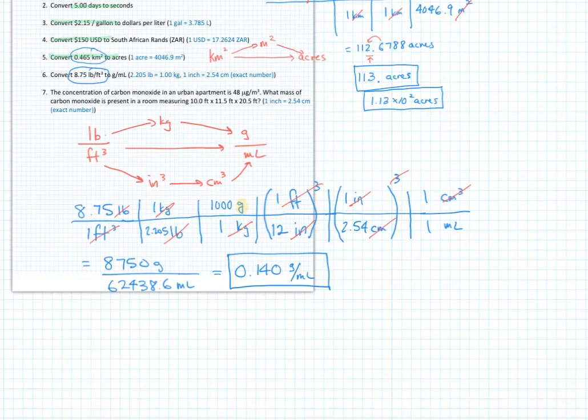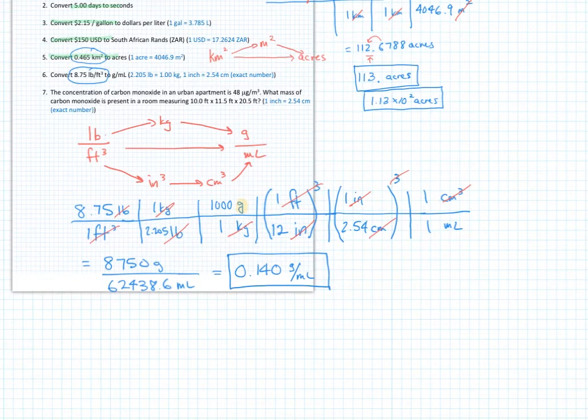All right, let's take a look at the last problem. As I said, we're getting progressively more complicated. Concentration of carbon monoxide in an urban apartment is 48 micrograms per cubic meter. What mass of carbon monoxide is present in a room measuring 10 feet by 11.5 feet by 20.5 feet? 1 inch equals 2.54 centimeters. And remember, that is also an exact number.